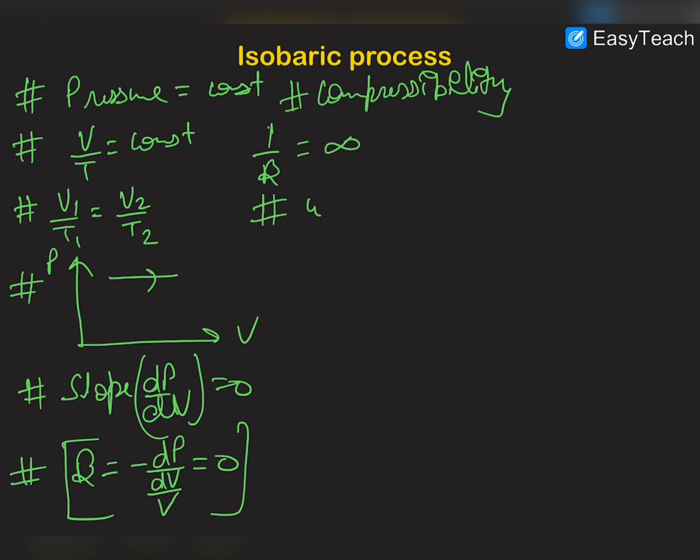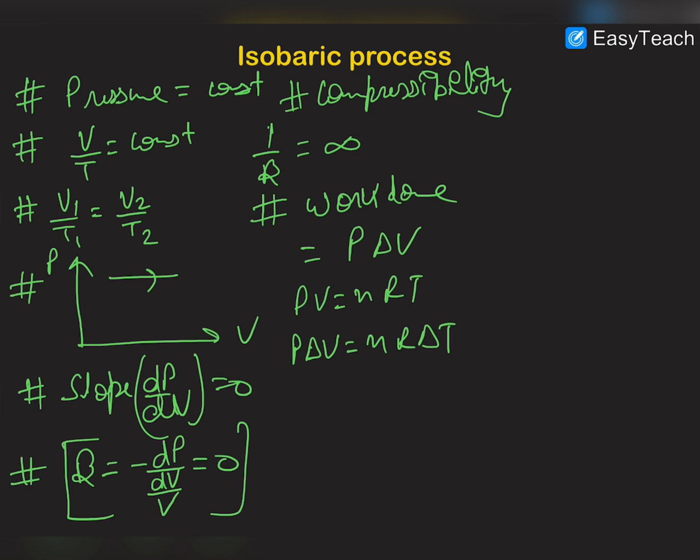The work done in isobaric process is equal to P delta V, where P is constant and delta V is change in volume. And we also know that PV is equal to nRT, and when pressure is constant, P delta V will be equal to nR delta T. So work done in isobaric process can also be written as nR delta T.